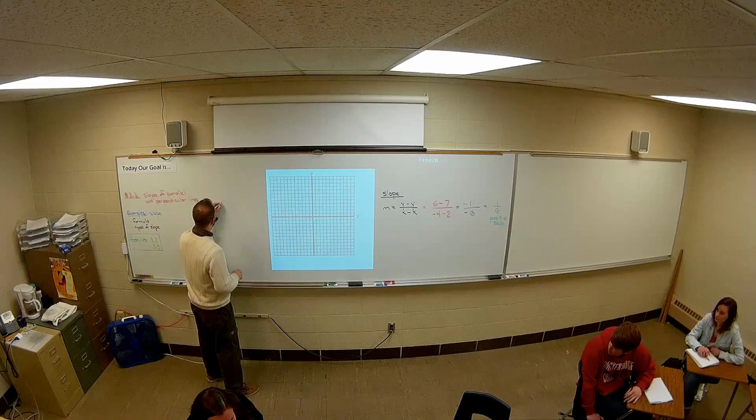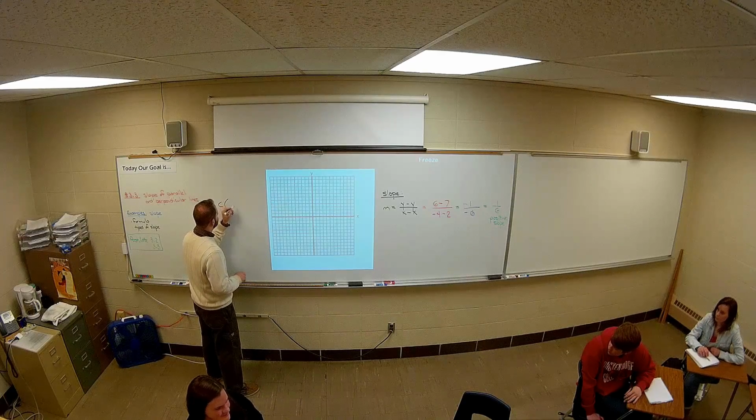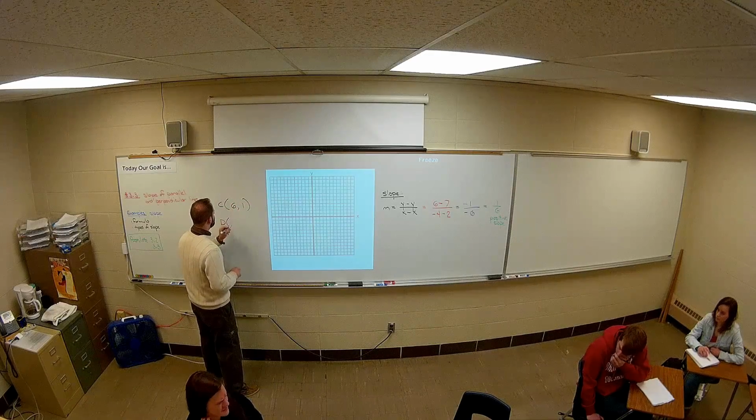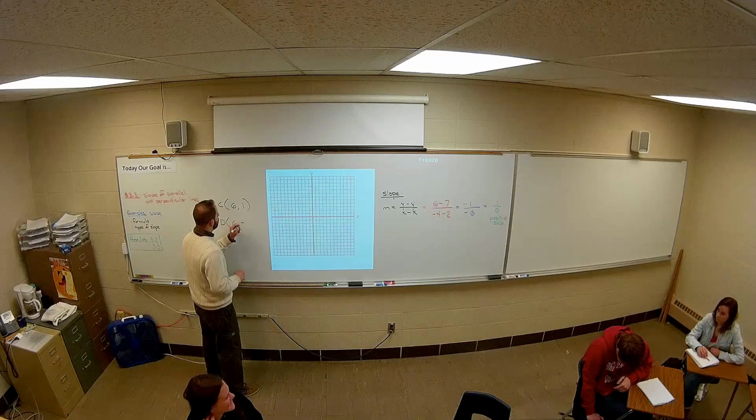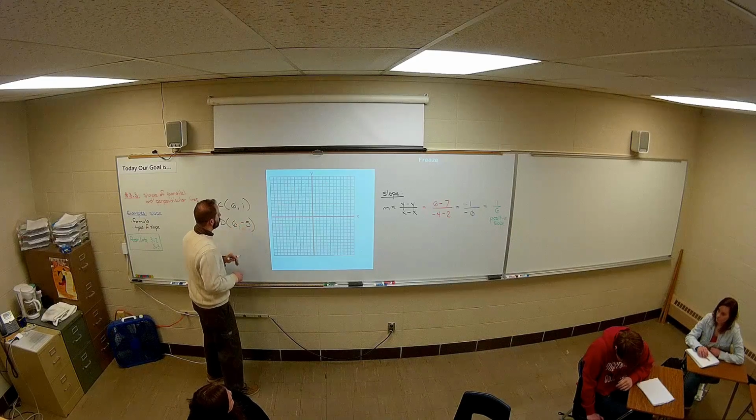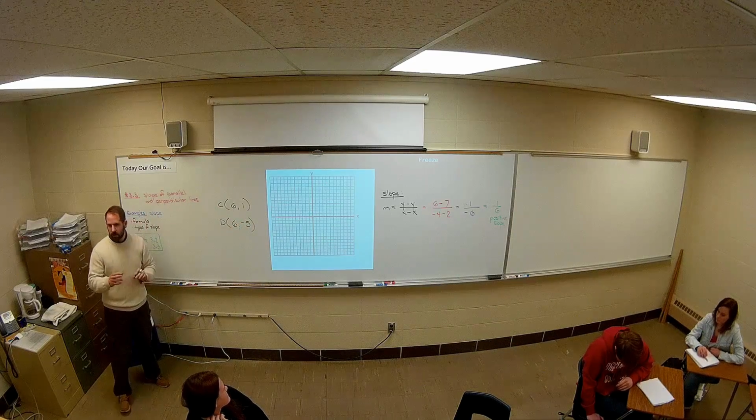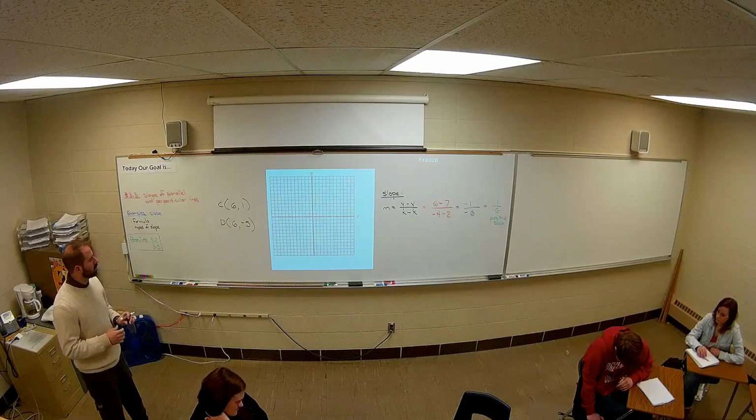Coordinate for, let's call this C, let's call this, so 6, 1, and D is going to be 6, -5. Okay, so let's say those are my coordinates, and this is going to be one of those rare cases.